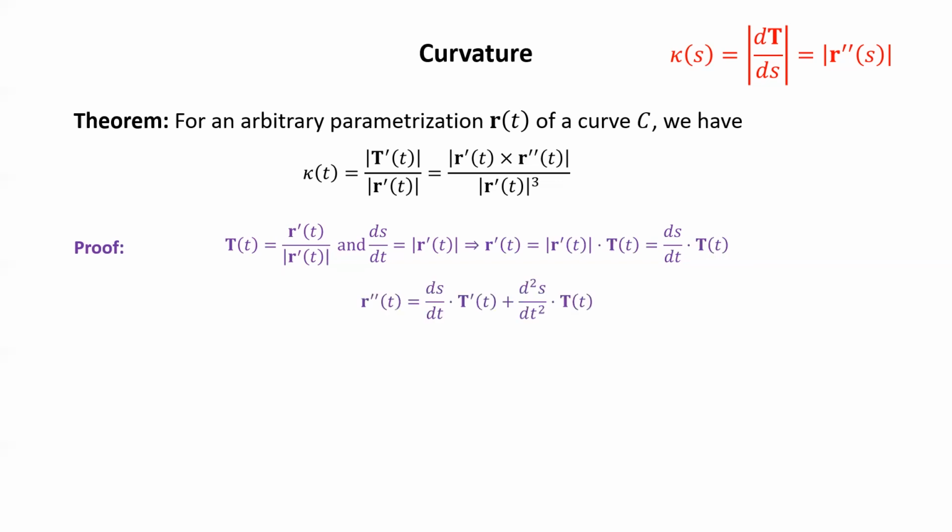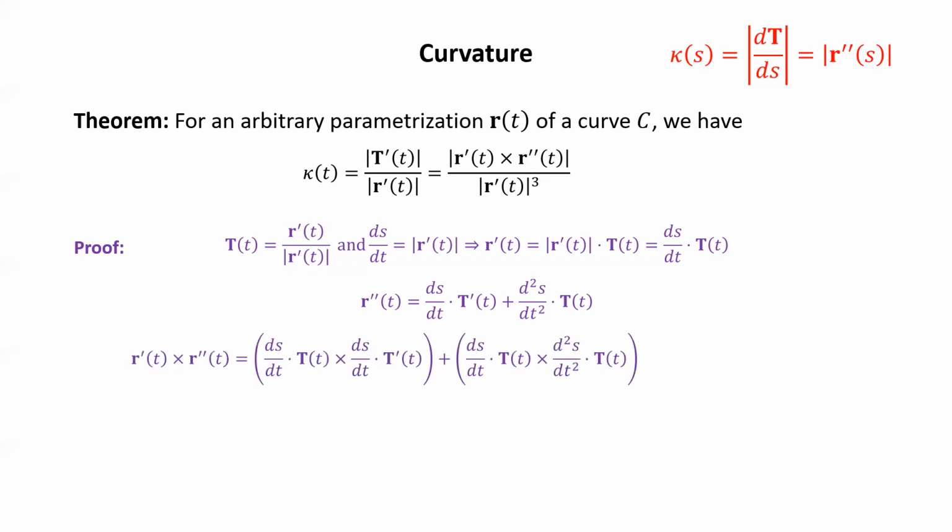Now, differentiating both sides of that last equation we have r double prime of t is, by the product rule, ds/dt times T prime of t, plus the second derivative of s with respect to t times T of t. Now we take the cross product. Using the fact that the cross product is distributive over addition, we get ds/dt T of t cross ds/dt T prime of t plus ds/dt T of t cross the second derivative of s with respect to t times T of t.